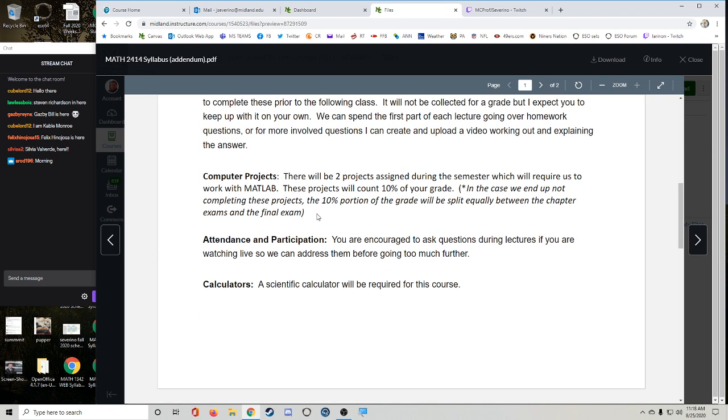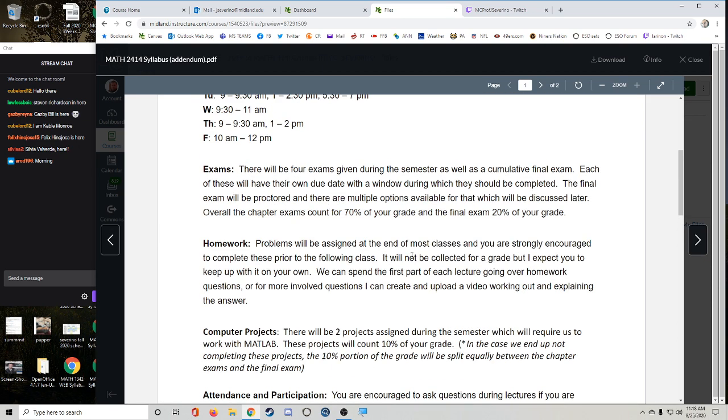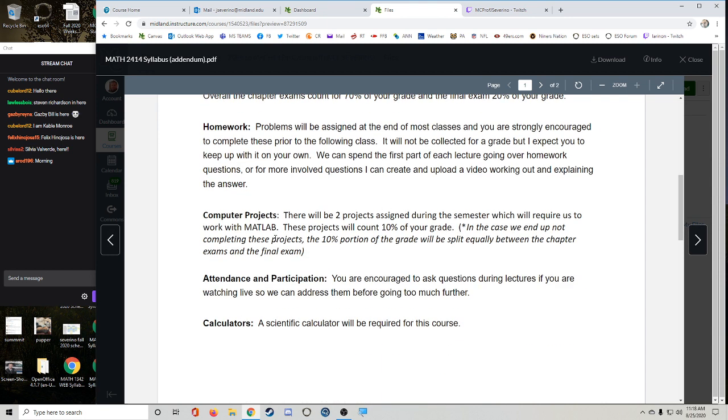For the other part of our grade, I mentioned the exams and the final. That's 90%. The other part is on these computer projects with Matlab. Now, because this is an online class, we don't really have access to Matlab. So I'm thinking we can use what was actually the open source alternative to Matlab, which I believe is called Octave.